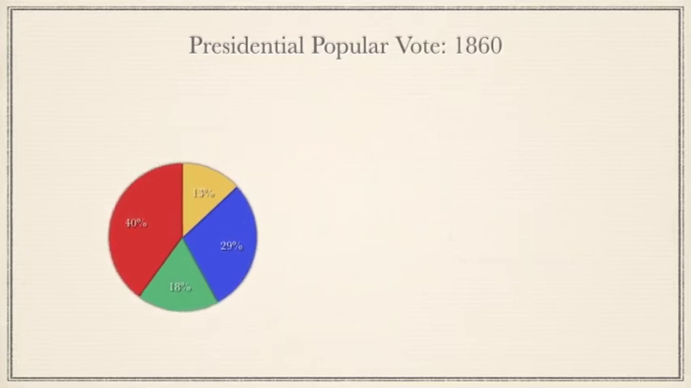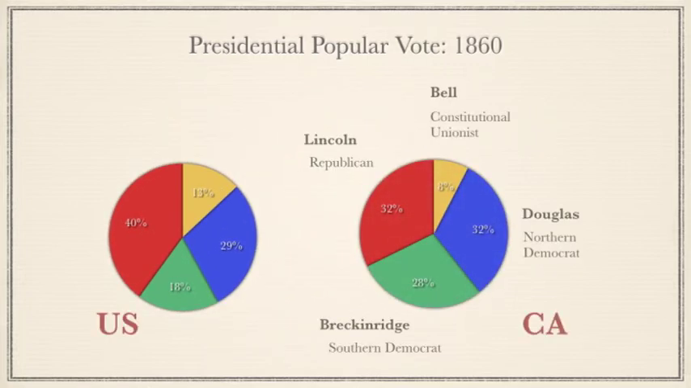Here is how California voted. Lincoln's portion shrinks. He runs 8 points below where he did nationally. Breckinridge runs a whopping 10 points better. California was decidedly more Southern than the nation as a whole. In the end, Lincoln won California by about 700 votes, roughly half a percentage point.